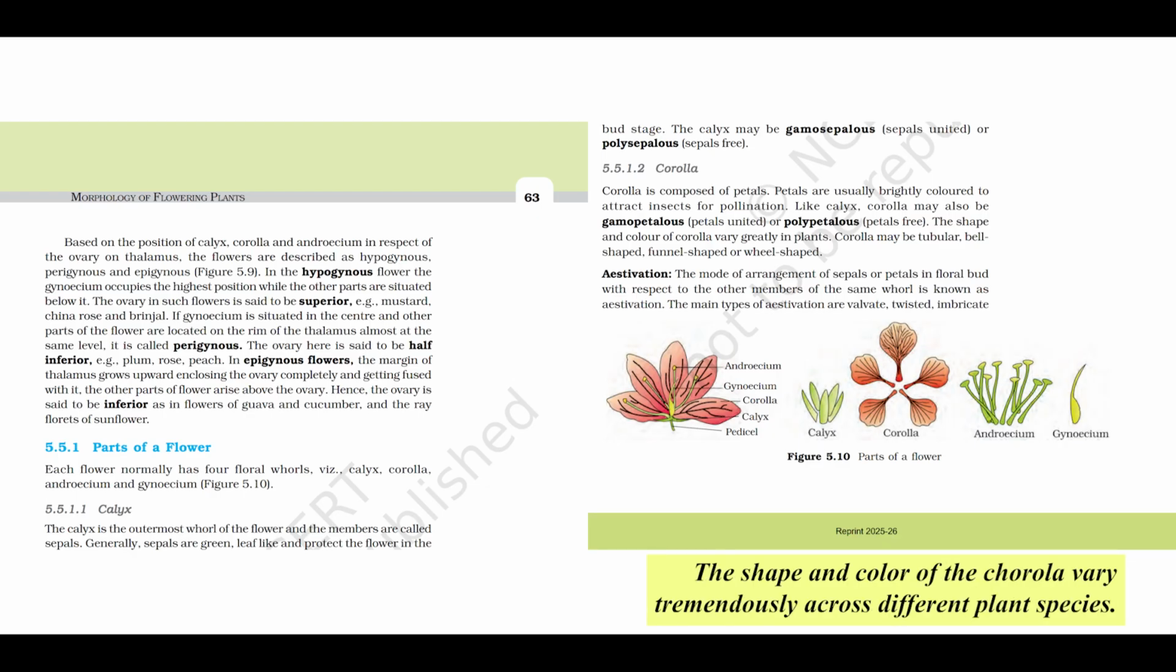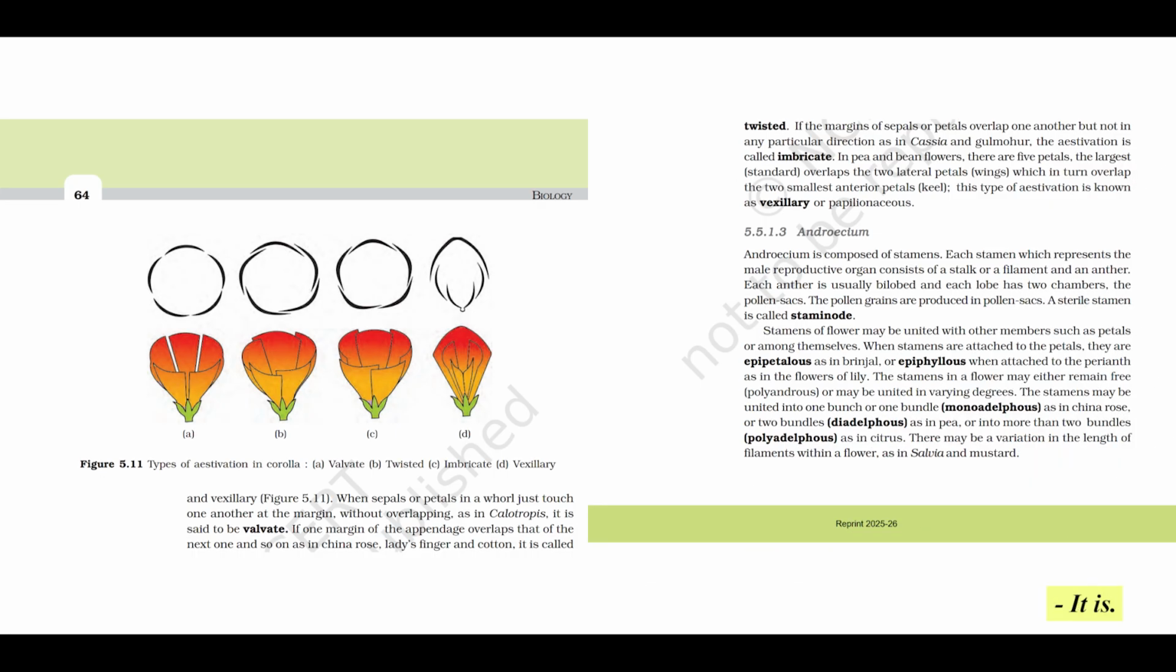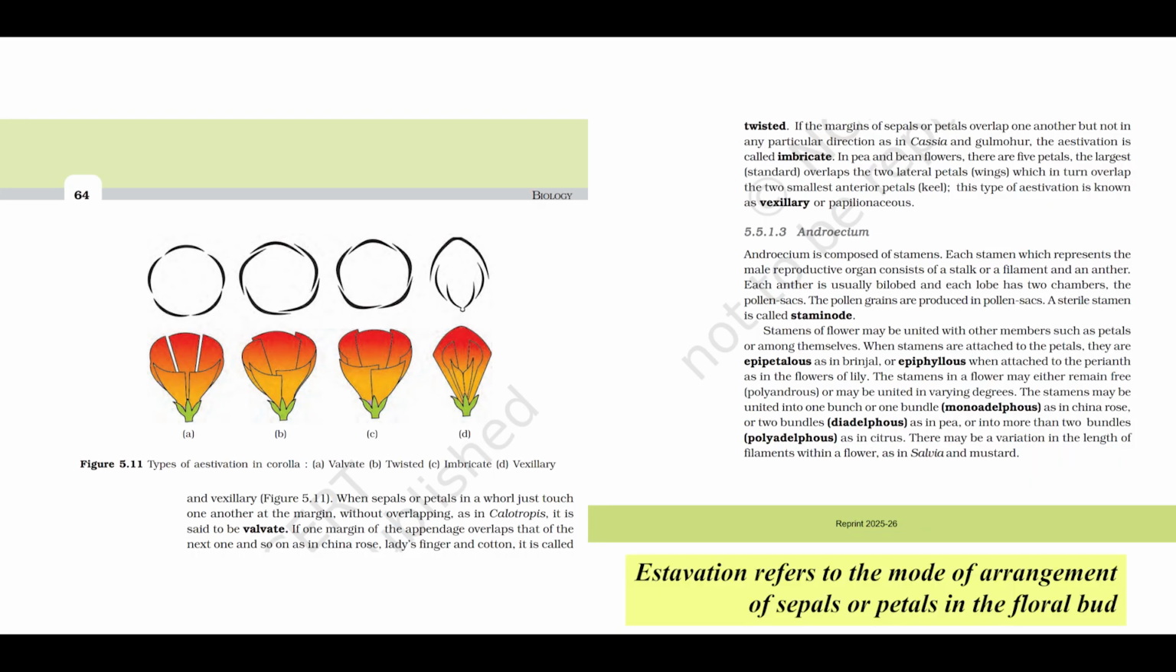The shape and color of the corolla vary tremendously across different plant species. It can be tubular, bell-shaped, funnel-shaped, or even wheel-shaped, each shape often an adaptation for a specific pollinator. Now, a very important term for competitive exams related to the corolla and also the calyx is aestivation. Aestivation, that sounds important. What is it exactly? It is. Aestivation refers to the mode of arrangement of sepals or petals in the floral bud with respect to the other members of the same whorl.